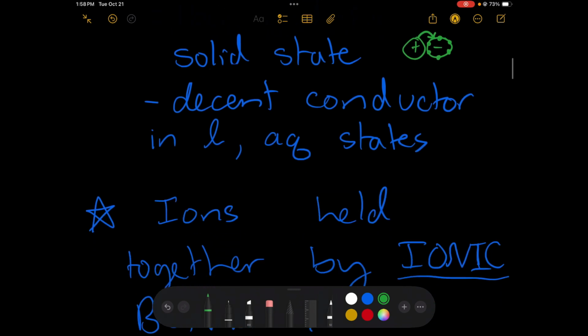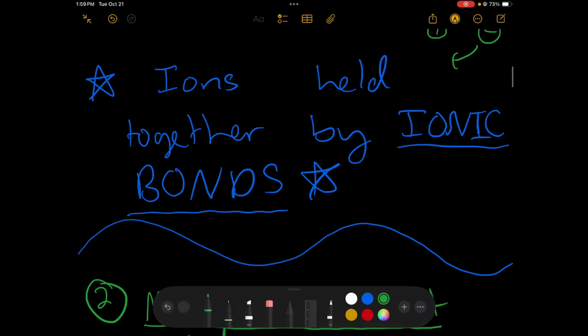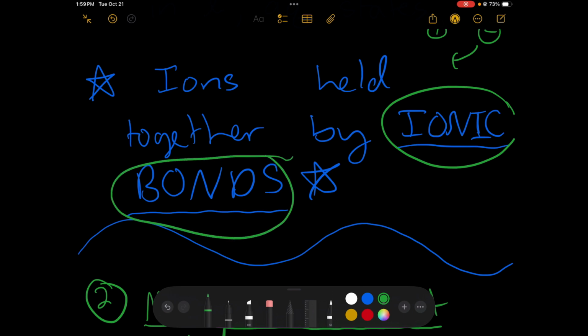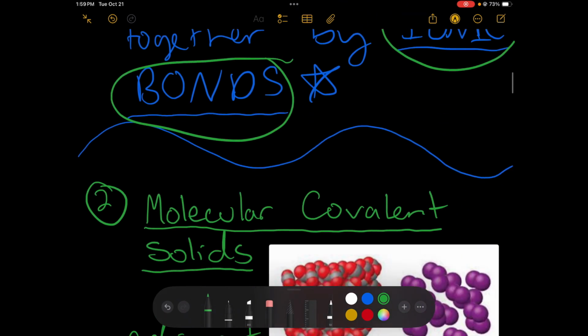But if you melt that substance or dissolve it in water and suddenly those ions move apart from one another, any resulting electrons are now free to move around as the ions themselves move around. And so we get more conductance in liquid or aqueous states than we ever would in a solid state with an ionic substance. The big takeaway for this is that our ions are held together in an ionic substance by specifically ionic bonds. All right.